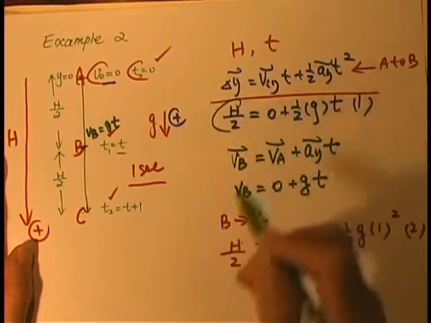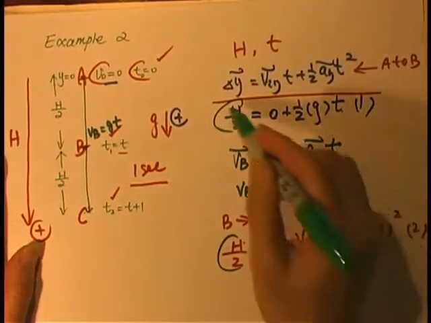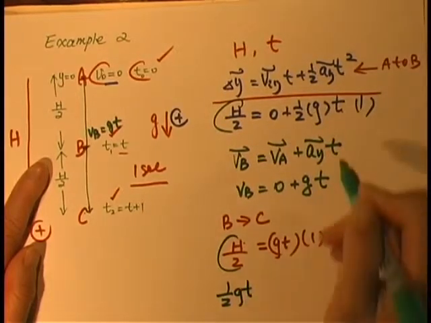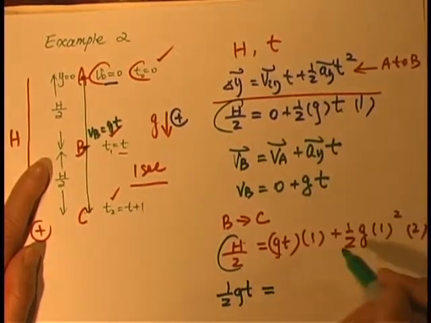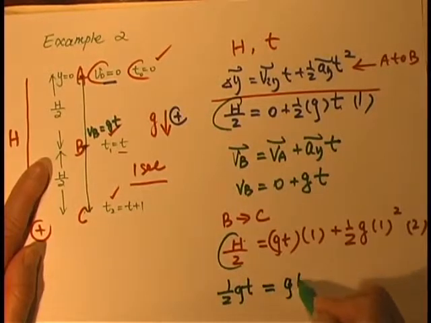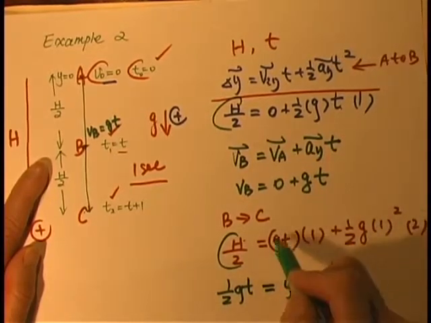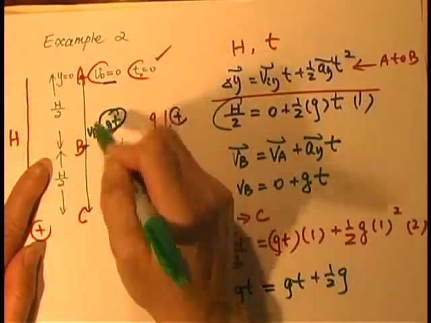This is half h, this is half h. We can make them equal. So this equation, we have 1/2 gt, like this term. And that equation, the other side is gt plus 1/2 g. Because, oh, I'm sorry. Yeah, that's right. Because gt is the VB.